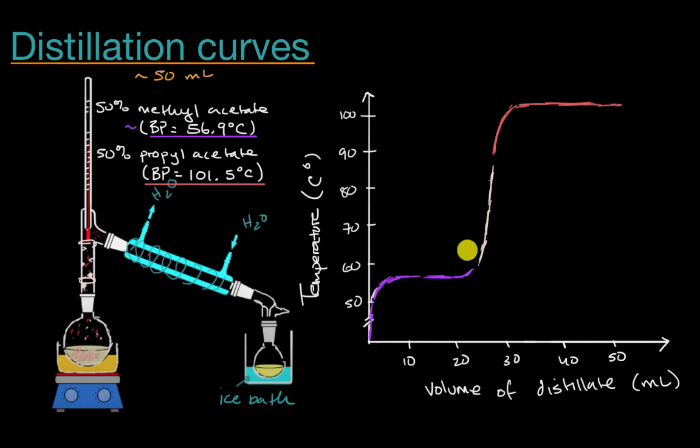And so if you wanted to separate these two, what you would do is in this first phase, when you see this plateau and you're seeing a lot of this volume happen at the boiling point of methyl acetate, you could have one little tube here or one little jar, and then you can swap them in this phase before you raise the temperature too much. You can then collect the condensation of the propyl acetate.